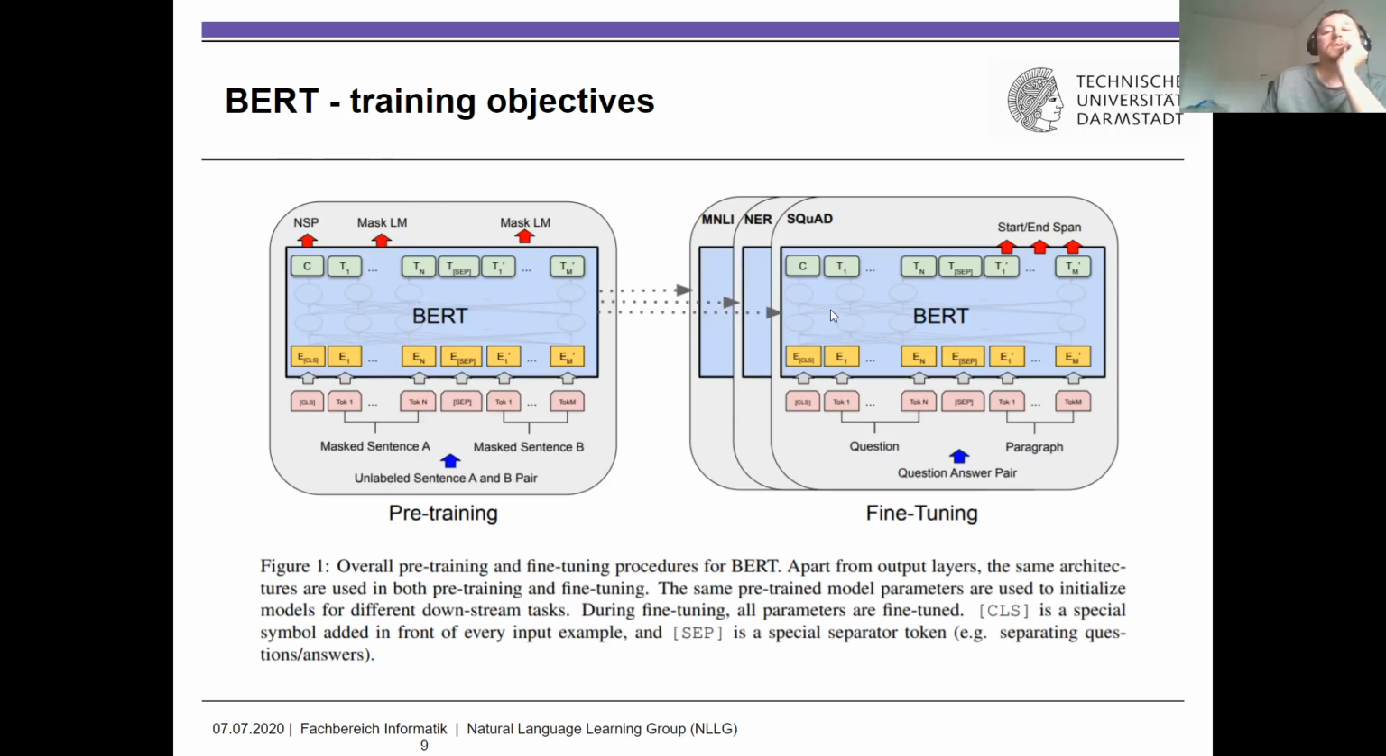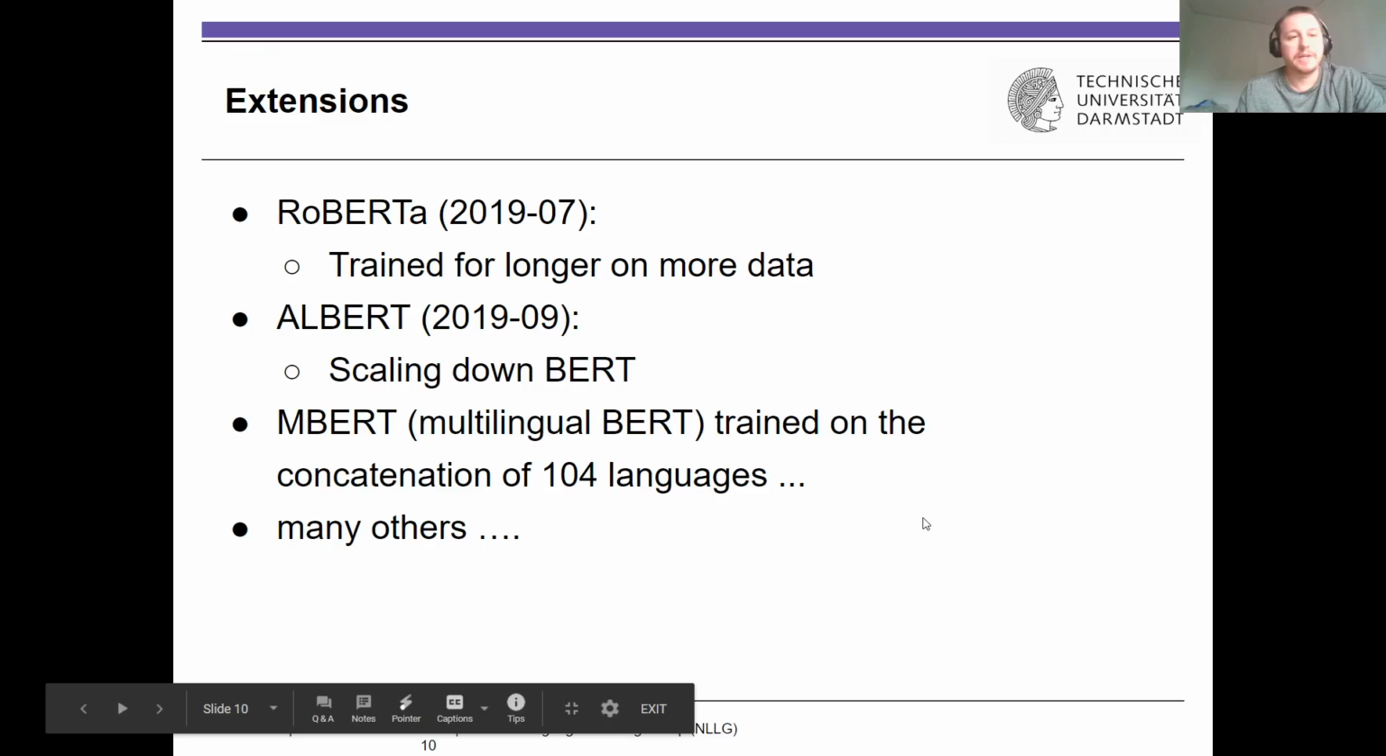And then afterwards, once your network is initialized, you transfer all of the knowledge that you have learned on the general data to specific tasks, such as natural language inference, named entity recognition, or question answering, by just plugging a linear layer or some linear layers on top of the BERT network. And this is what we call fine-tuning.